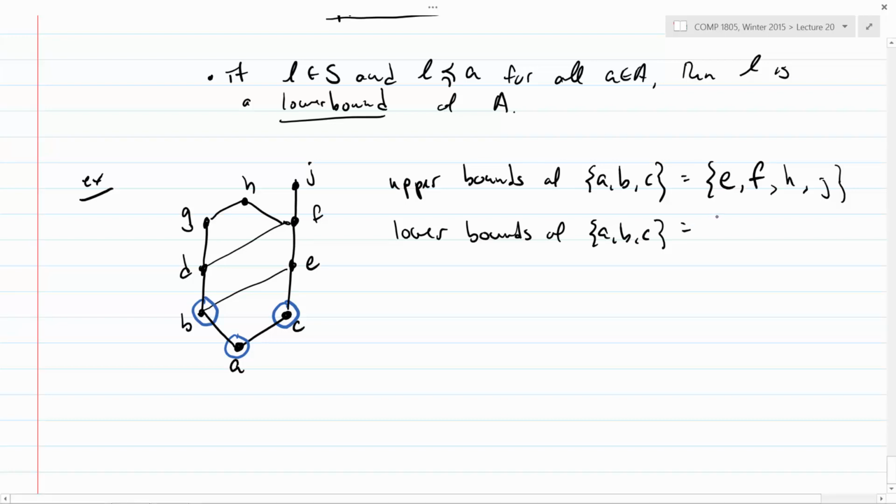Yeah, it's just A. So this is something that's very easy to forget. If I ask you for the lower bounds or upper bounds of a set, that could include something in that set. That is a possibility that you need to account for.